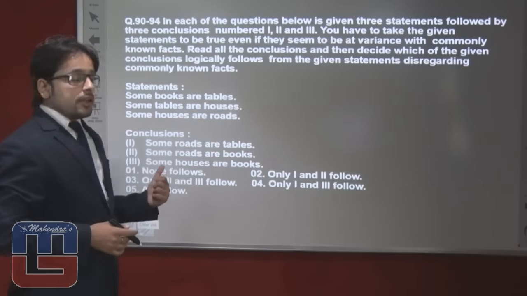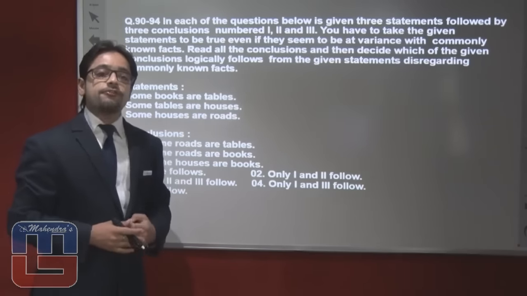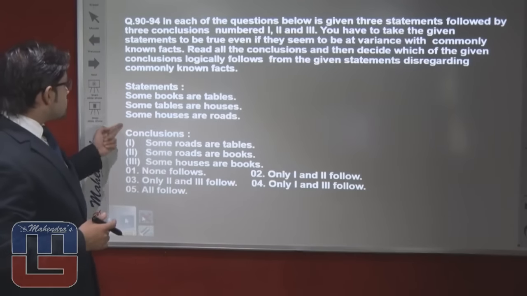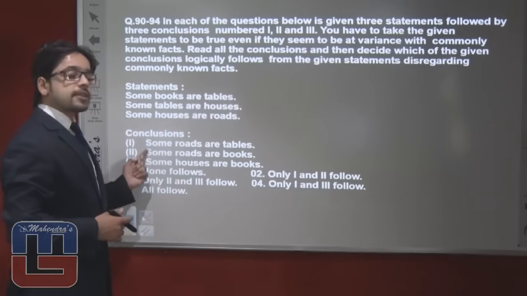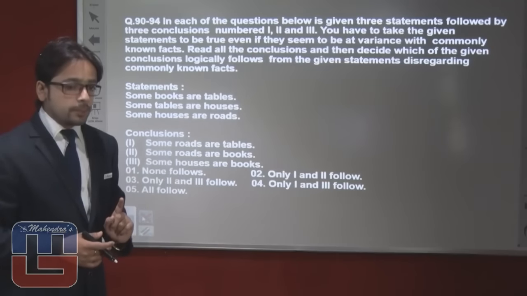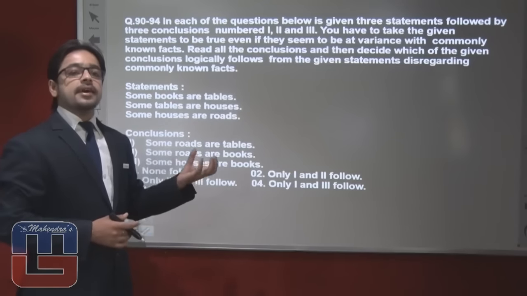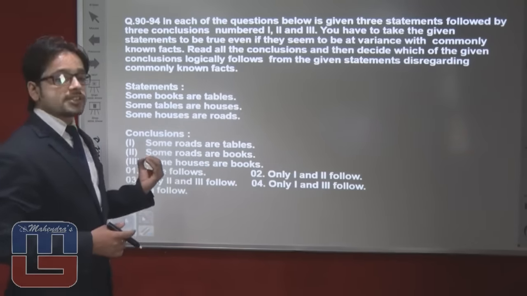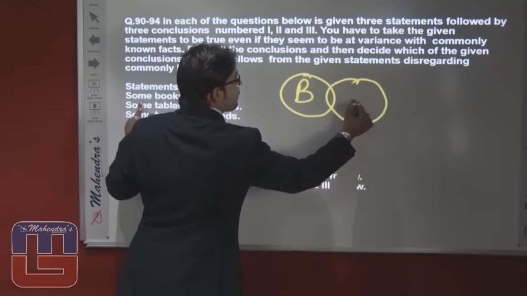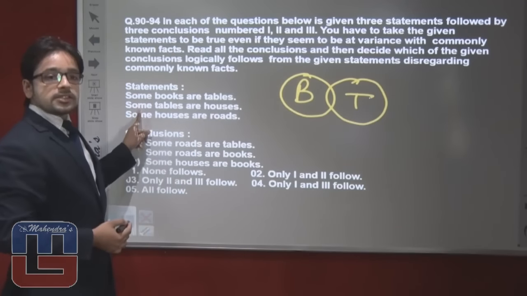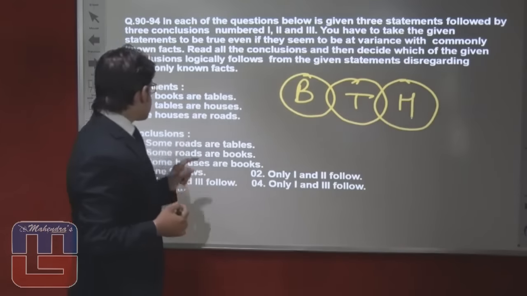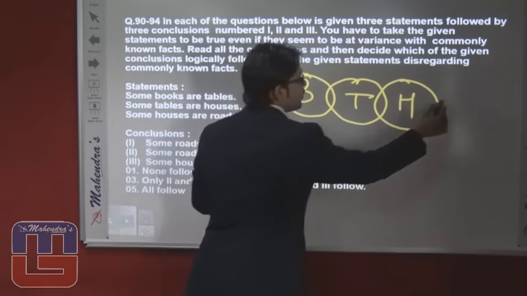As you can see here, this question is based on swaps and generally 5 marks question will be asked in your examination from this topic. You can see here 3 statements are given which is followed by 3 conclusions. You have to decide which of the following conclusion is definitely true. Conclusion is something which is directly related to the statement, derived from the statement. First statement is saying some books are table. Second statement is saying some table are house. Third statement is saying some house are road.